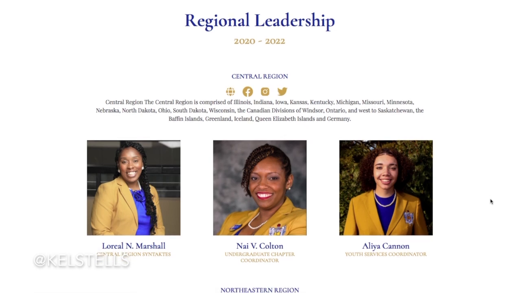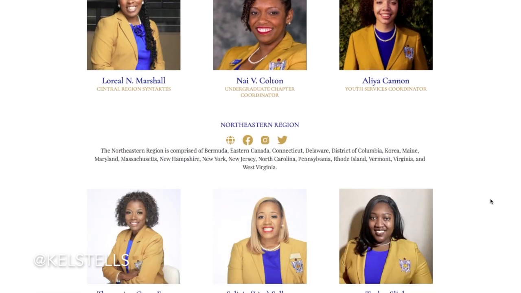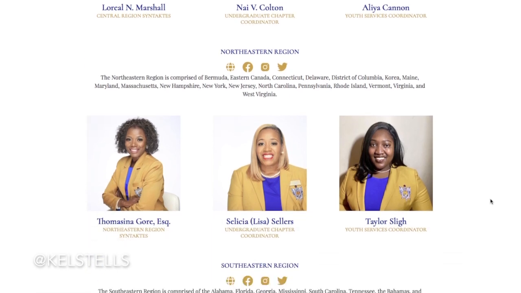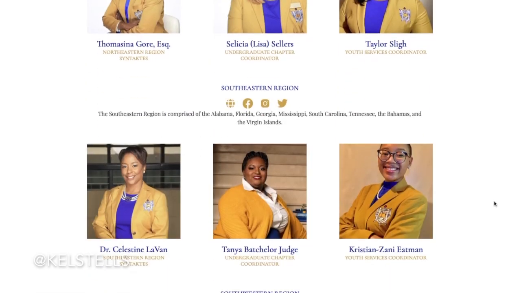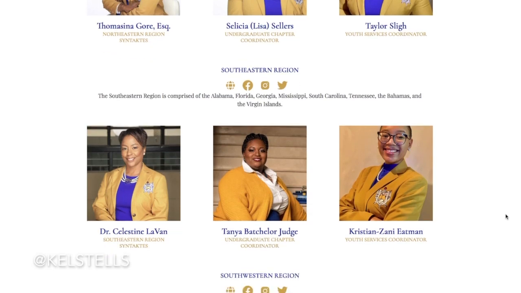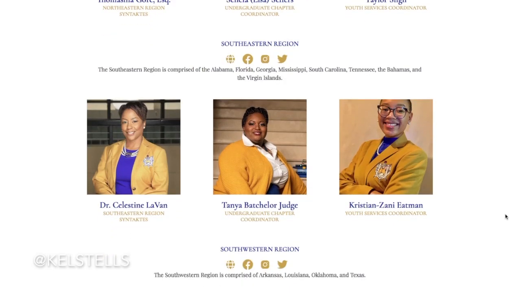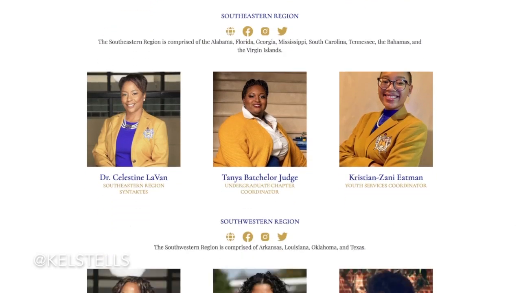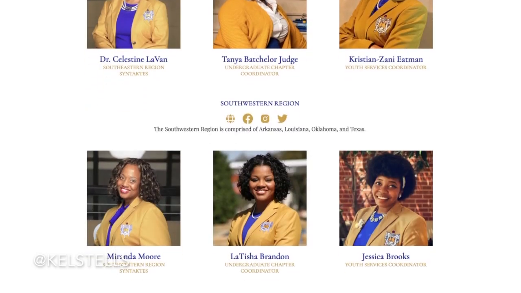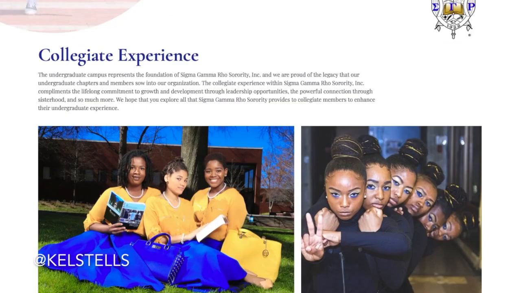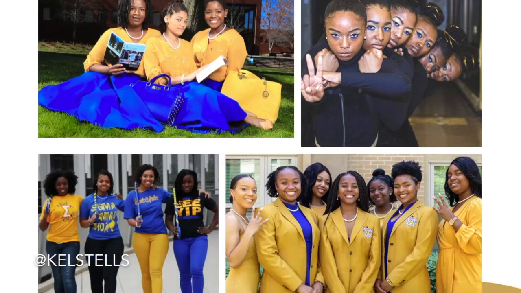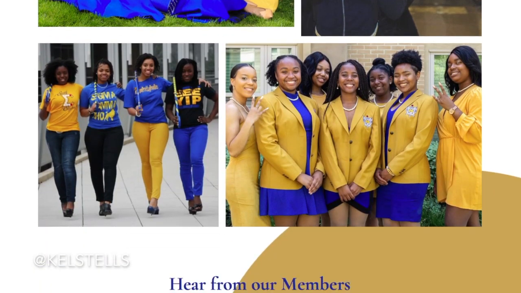They also have their social media links where you can follow them if you can't find them via email. It just makes it a little bit easier. So that's all the regions for Sigma Gamma Rho. So let's skip ahead to just information about undergraduate and graduate membership.